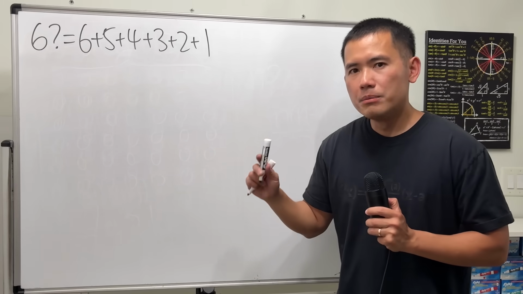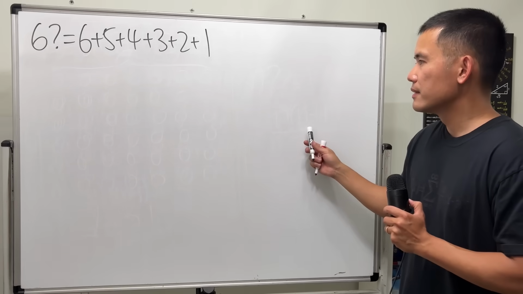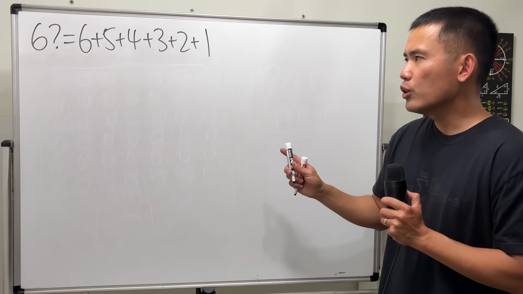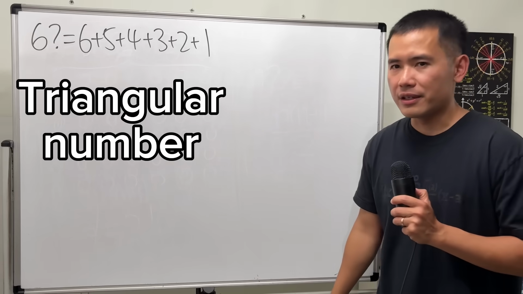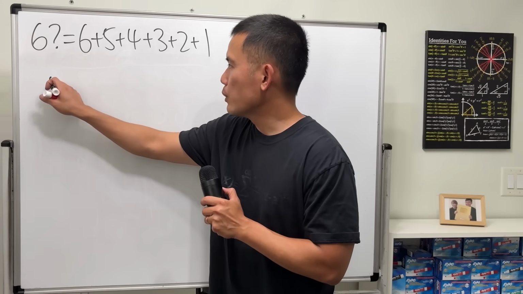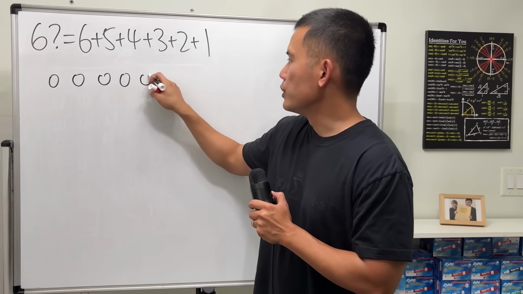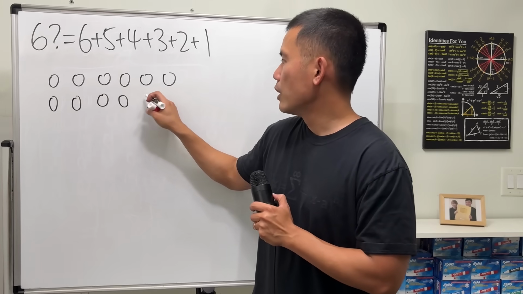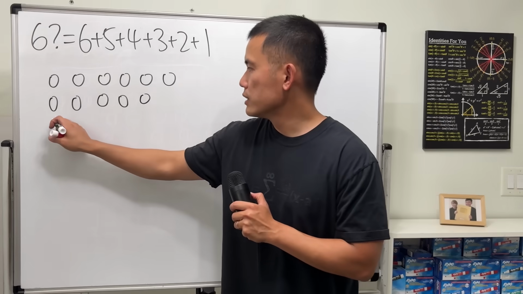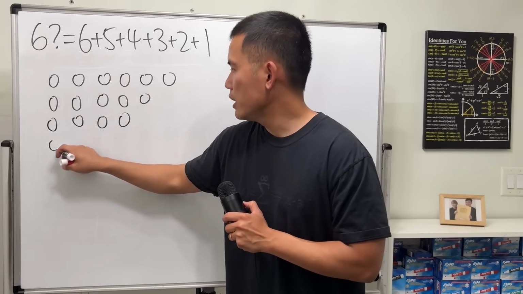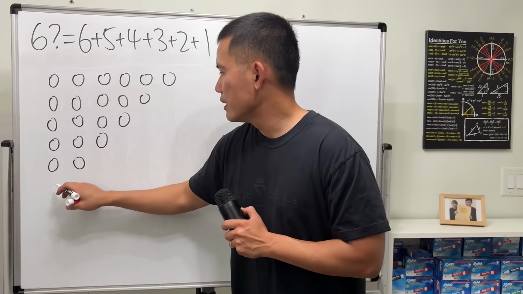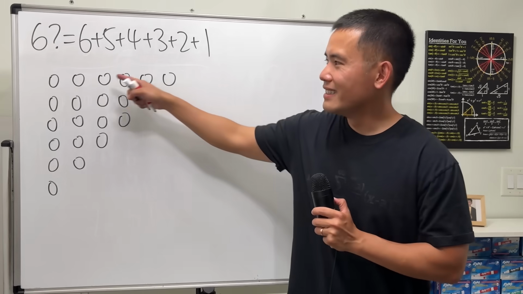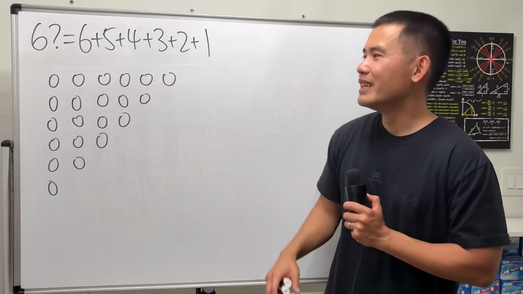Now I'm going to show you guys my favorite way of adding this up, and this is also going to explain why this is called a triangular number. First, for the 6, I will just draw 6 circles to represent the 6. Next, for the 5, I will do the same, and I will organize them like this. Continue with the 4, and then 3, and then 2, and then 1. Just like this. Have a look. What did we just form? A triangle, isn't it? Yes.